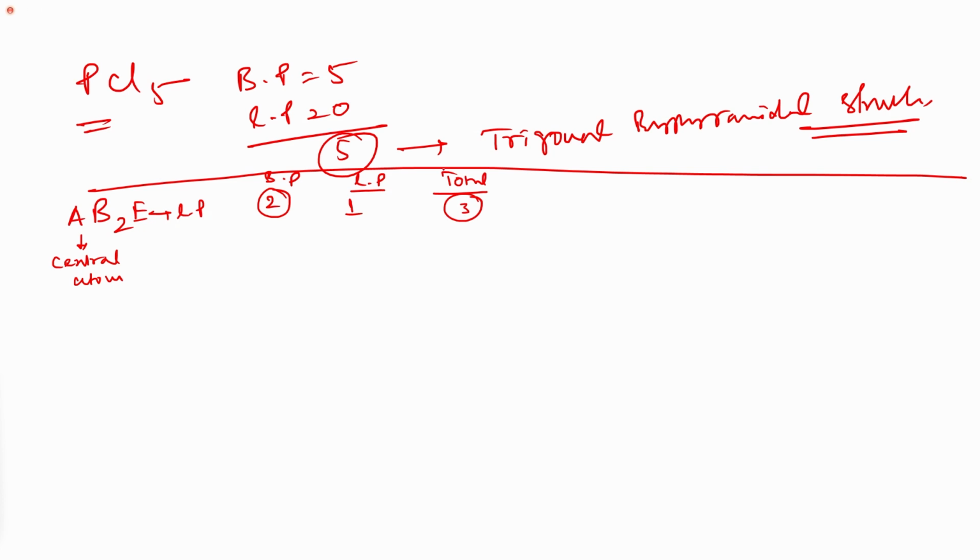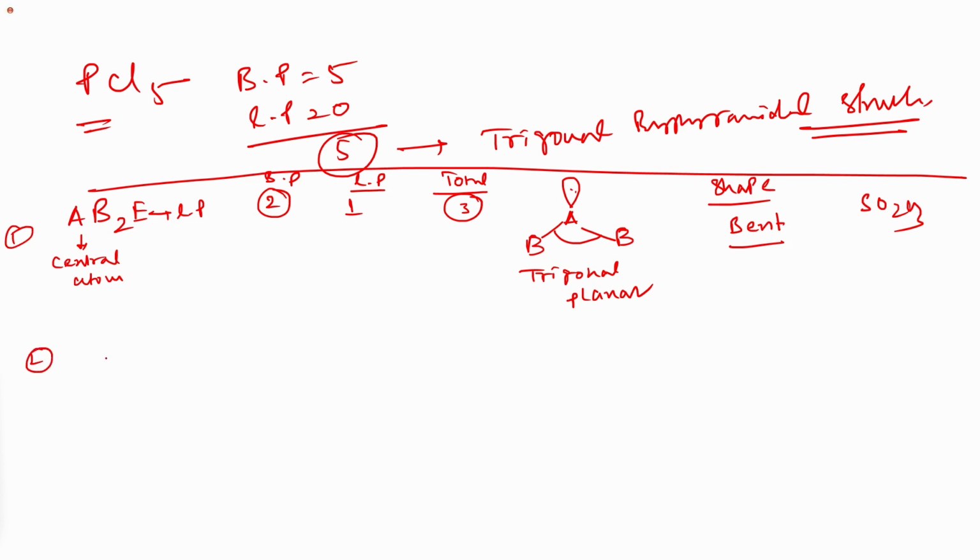When it is 3, then the structure will be trigonal planar. This is a trigonal planar structure. But if you see the shape, it is bent, for example SO2, O3.